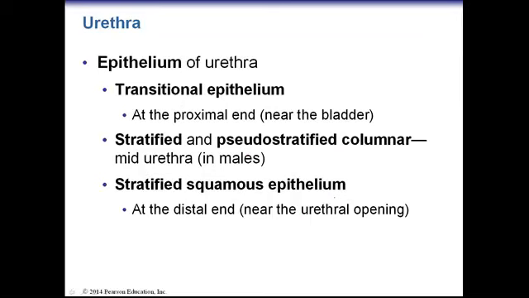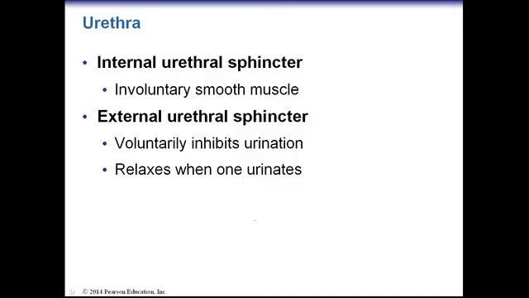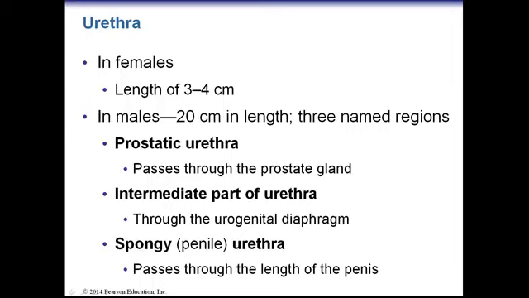So the urethra is transitional epithelium, so that can stretch at the proximal end, and then stratified and pseudostratified columnar in the mid area in males, and stratified squamous epithelium at the distal end in males and females. Okay, and then the internal and external urethral sphincters. Remember, the internal is autonomically controlled and the external is skeletally controlled. Obviously in females it's much shorter than in males.